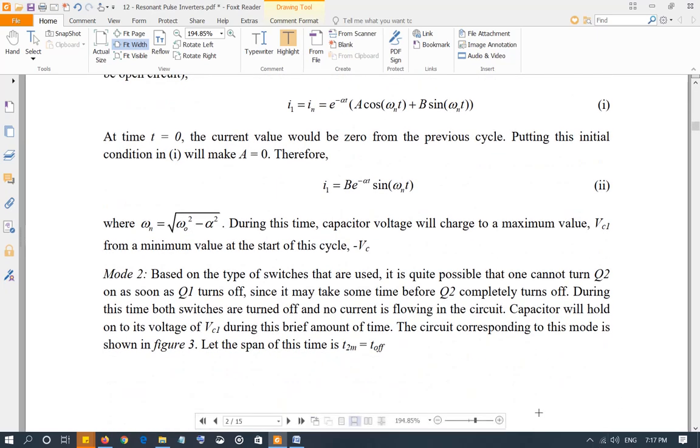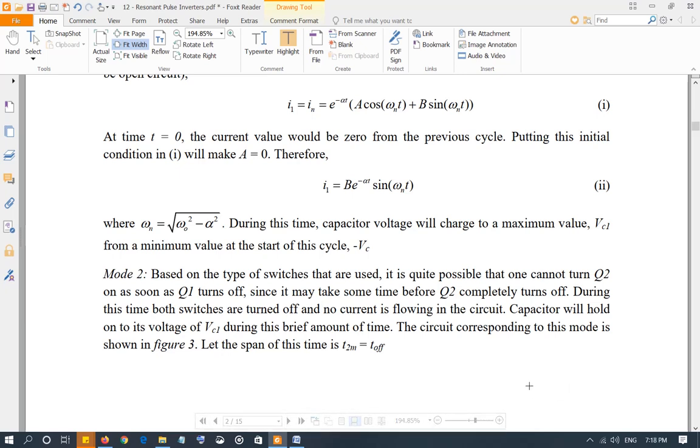Let's discuss mode 2. Based on what type of switches you're using, if you're using very fast switches like some of the MOSFETs, then you don't have to wait a lot before turning Q2 on when you turn Q1 off. But if you use a switch that takes some time to turn off, where the turn off time is significant, then of course you cannot turn the other switch on in the meantime. You have to wait until Q1 completely turns off.